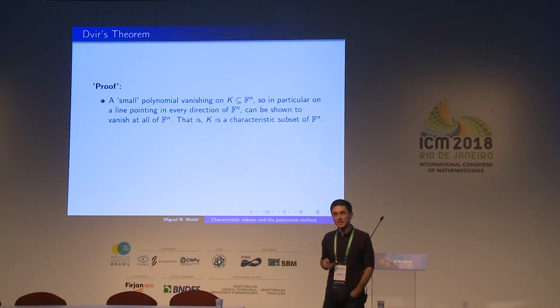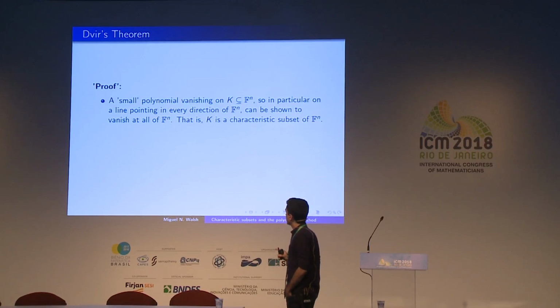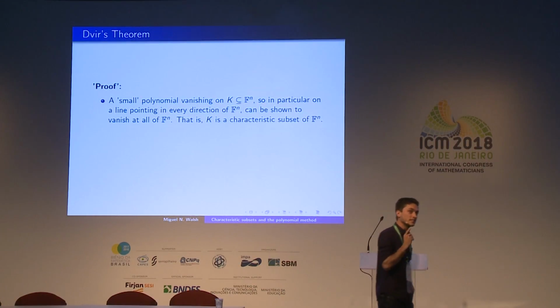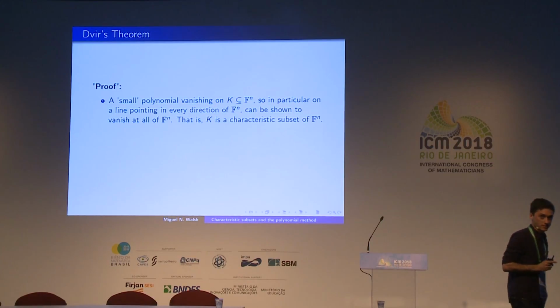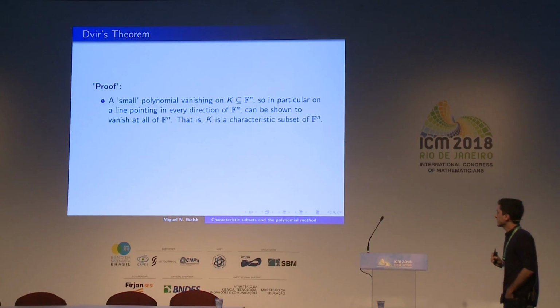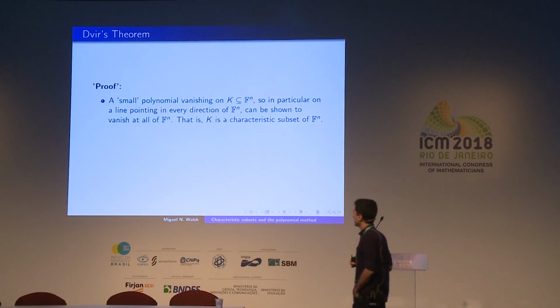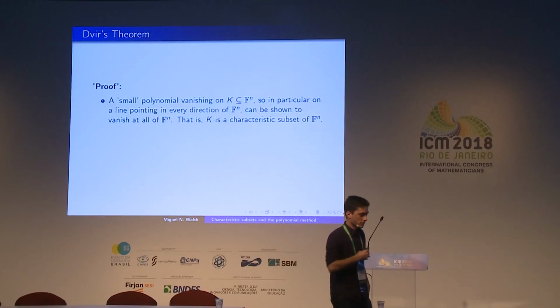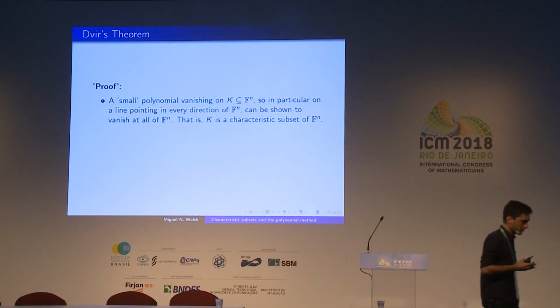First step, locate the characteristic subset. What is the characteristic subset in this problem? His observation is that if a small polynomial vanishes on K, so in particular it vanishes on a line pointing in every direction of F^n, that polynomial can be shown to vanish on all of F^n. In other words, his observation is that a Kakeya set is always a characteristic subset of the whole space. So whenever you have a Kakeya set in F^n, any polynomial that is small that vanishes on K has to vanish on the whole space. And let me just clarify that throughout the talk, a small polynomial can mean a lot of things.